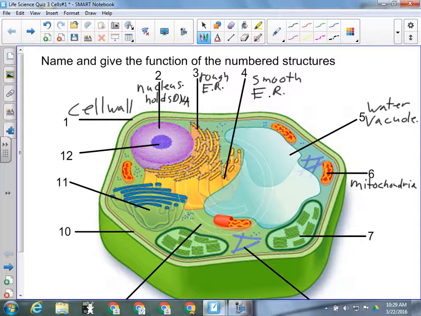What does the mitochondria do? Okay, burns sugar for energy would be more specific. What's number 7? Chloroplast. Okay, and the chloroplast, if they got something about photosynthesis there, good enough.